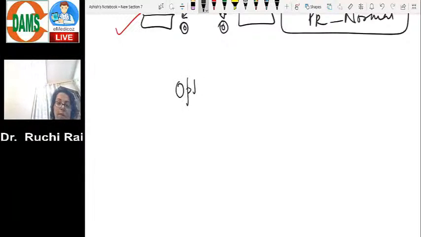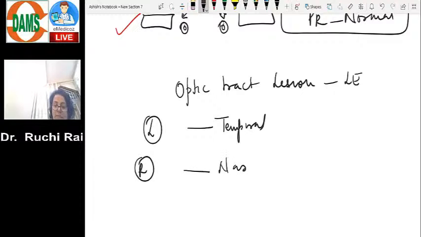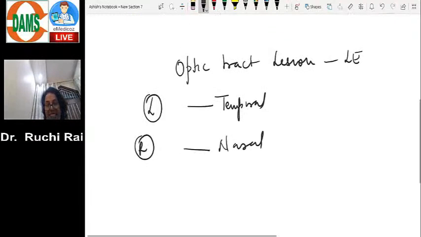So if I talk about optic tract lesion of the left side, it means the left eye's temporal field is gone and the right eye's nasal field is gone. So do you know what is happening? In a left-sided tract lesion, in the left eye, only the temporal fibers are gone.